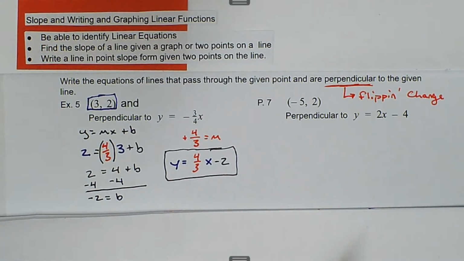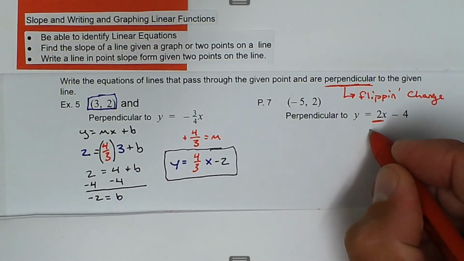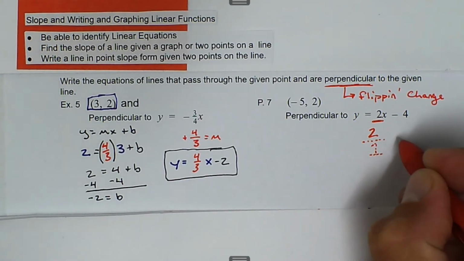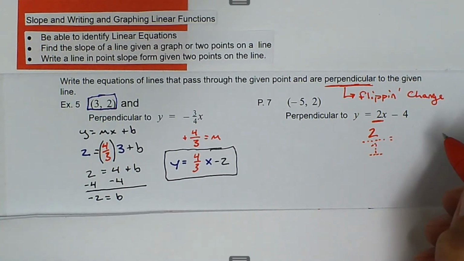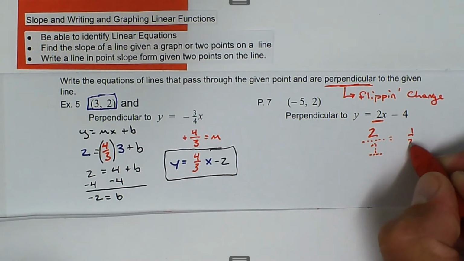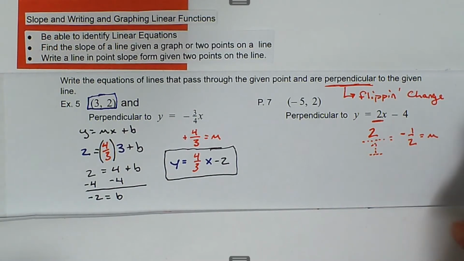And then our last example, we have the same idea where we need to flip and change. So for this one, we have 2, and what we can think of is anytime we have a constant like that, we can think of it as over an understood 1, because we want to be able to flip and change it. So in order to flip it, it becomes 1 over 2, and then change, it goes from positive to negative. So that's our new slope, which is negative 1/2.